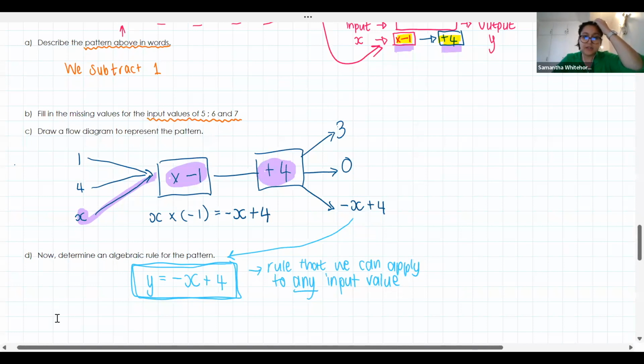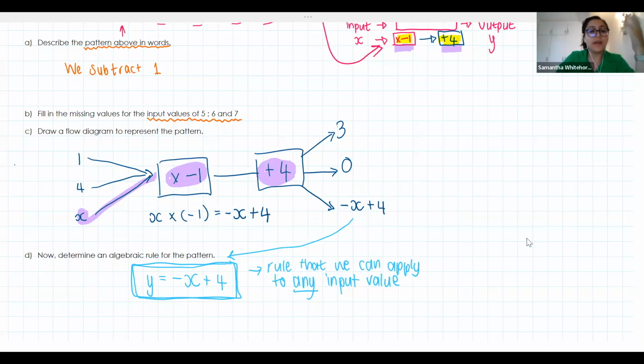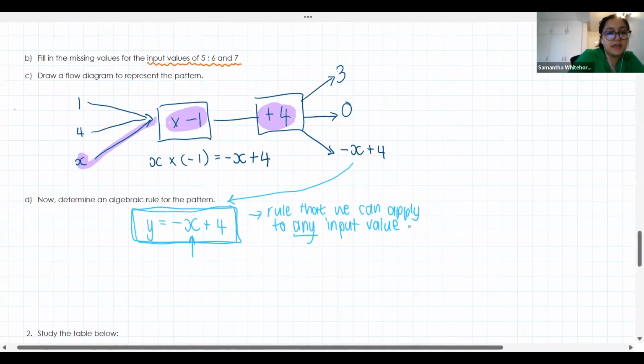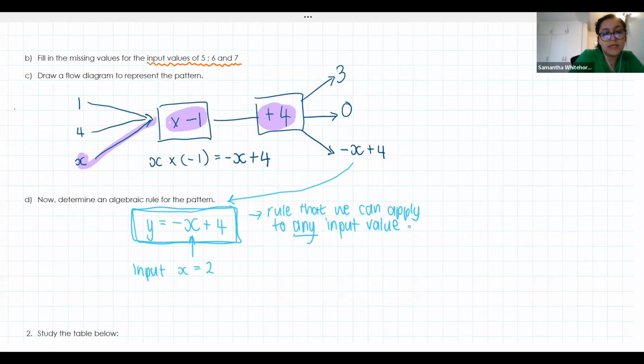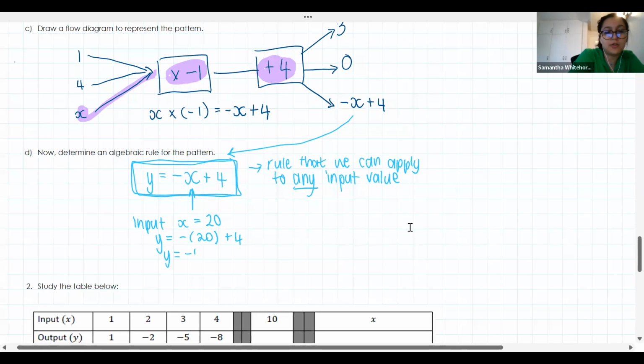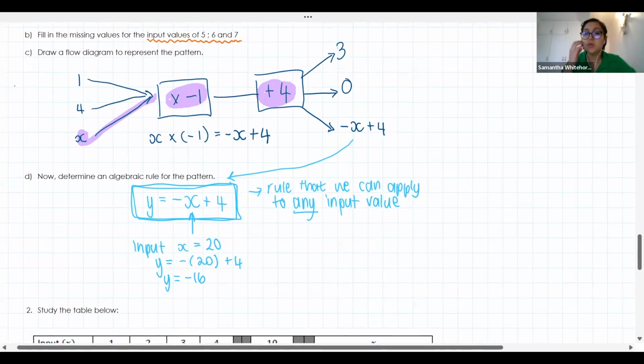Now what I could say is find the output value when your input value is 7 or 10 or 50. And all you would do is replace the input. So replace the x with what I'm giving you. So if I said your input value, so your x value, is equal to 20, you could now substitute in. So you could say y is equal to -20 plus 4. And you can get the corresponding output value for that input. Once you have a rule, you can get any output value that you want.